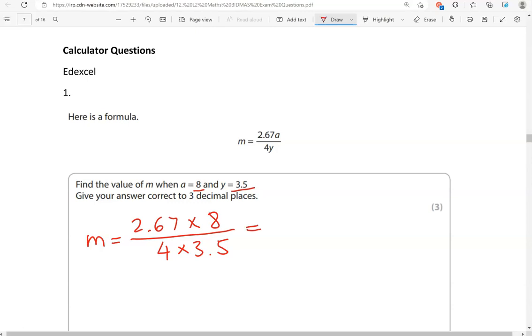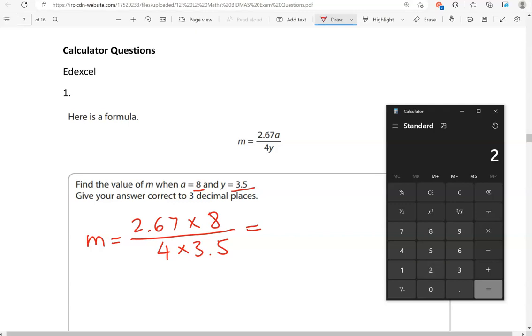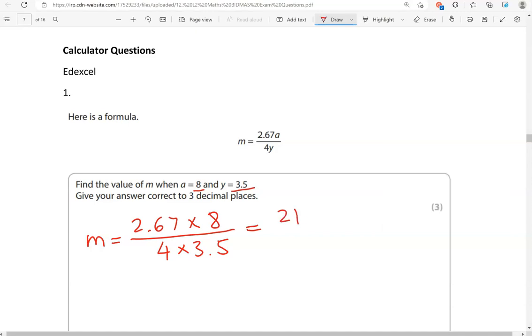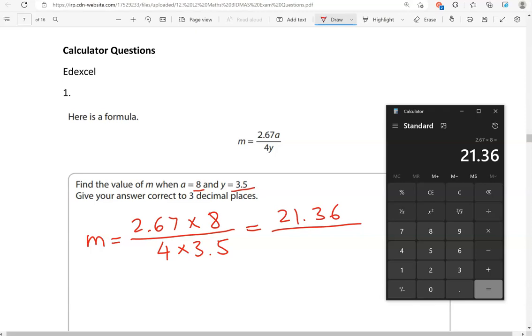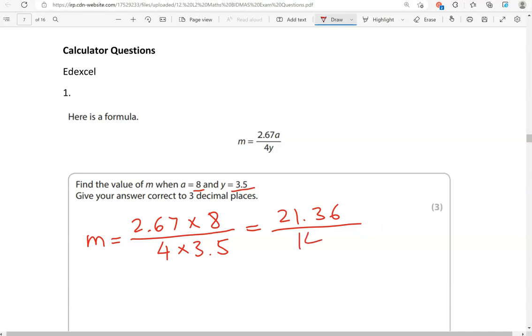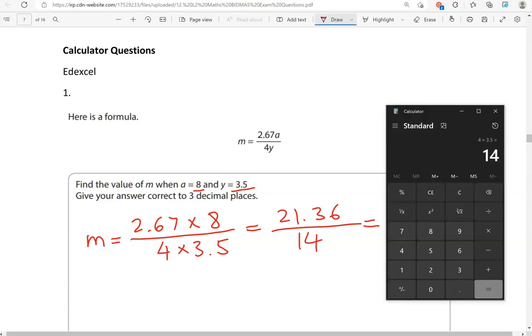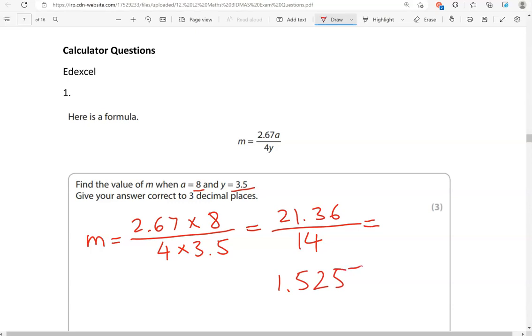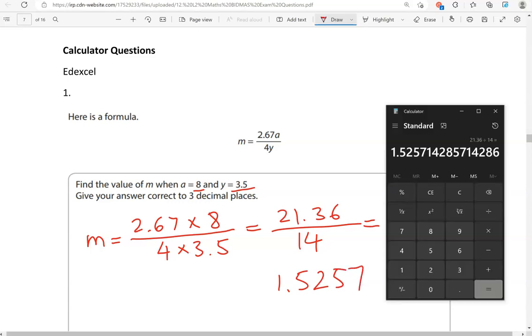So we'll do the top number divided by the bottom number, but we need to first work out the value of the top number by doing 2.67 times 8, which is 21.36, and the bottom number, or the denominator, that is 4 times 3.5, so that is 14. So 21.36 divided by 14 gives us this long number, 1.52571428, and so on.